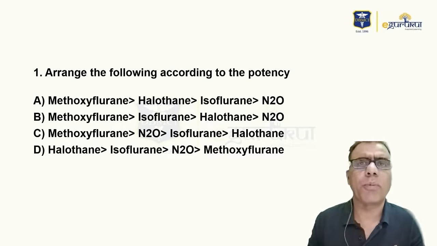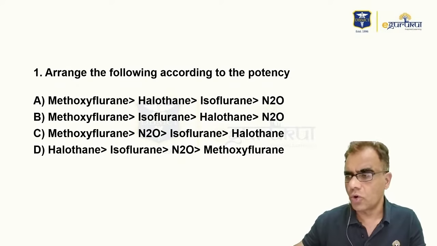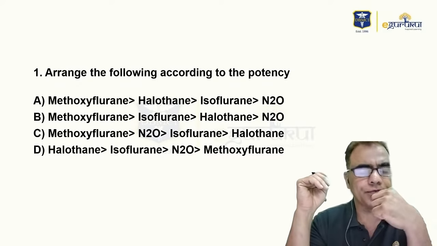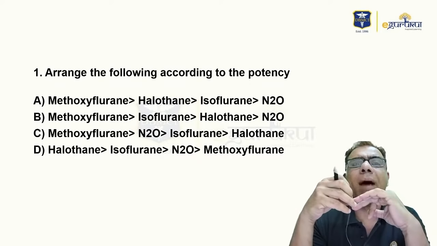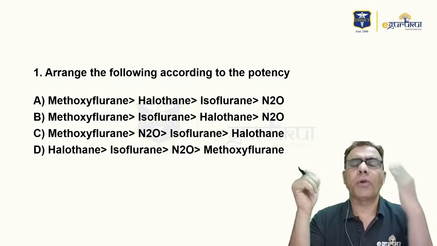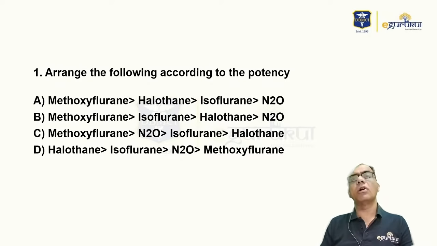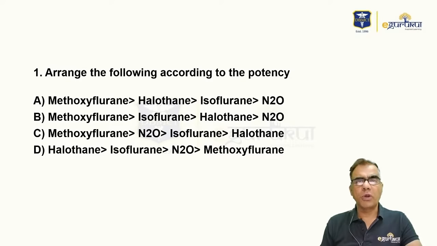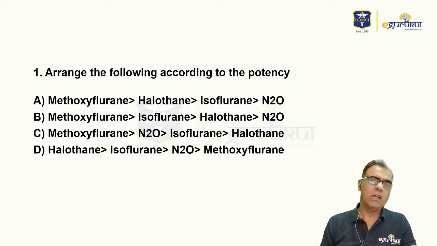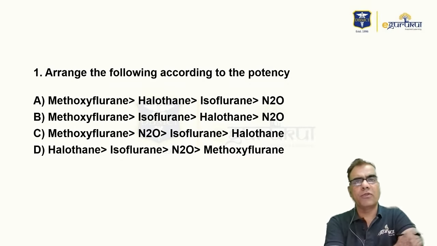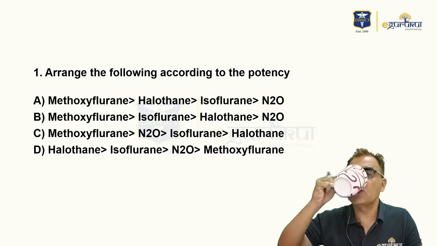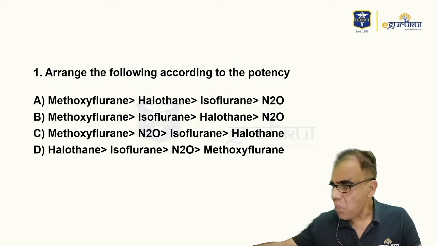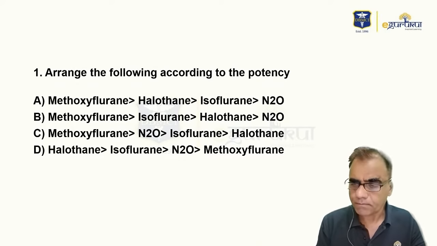Two most important properties of inhalation agents that we should know: one of them is potency, and potency is determined by its MAC, which is an indicator of potency. MAC is the minimum alveolar concentration required to produce immobility in 50% of subjects given a painful stimulus. In human beings, skin incision is considered the painful stimulus, but in rats or guinea pigs, tail clamping is considered the painful stimulus.